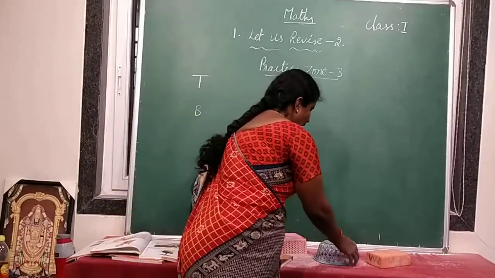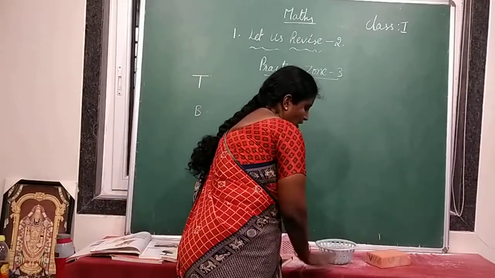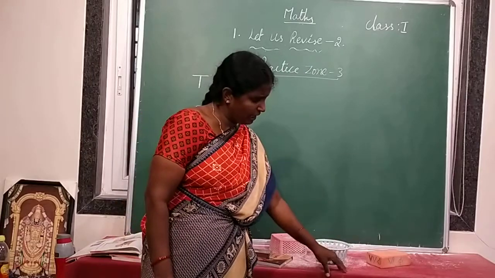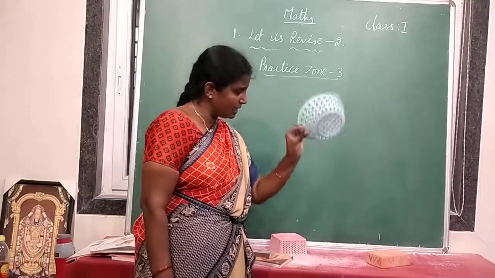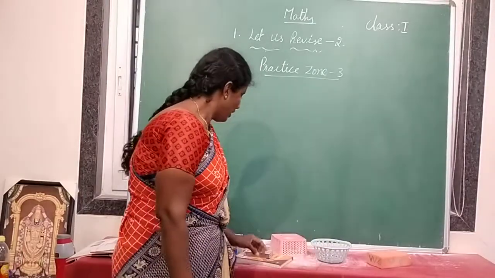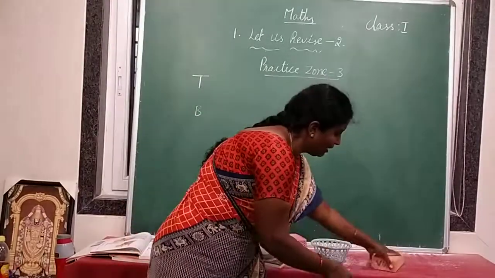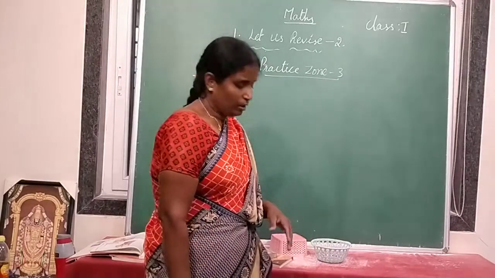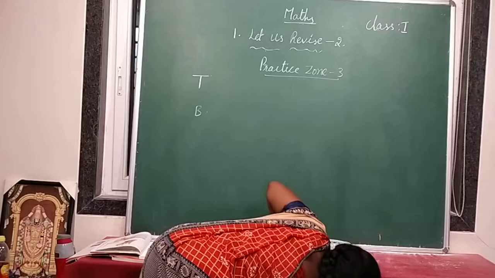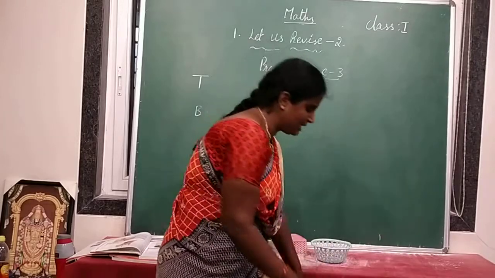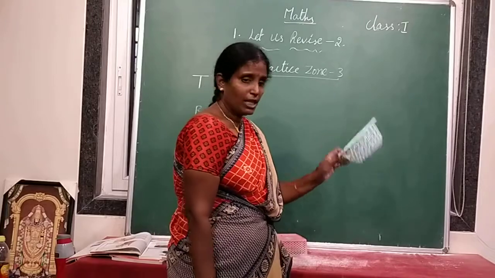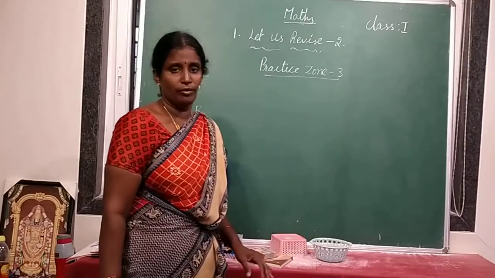Okay, next I'm keeping this basket on the bench. Where is it? It is on the bench. This basket is on the bench and I am keeping this duster under the bench. I kept this duster under the bench and the basket is on the bench.